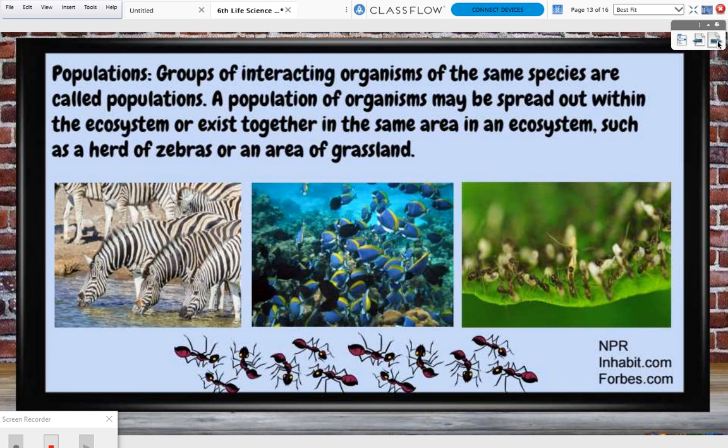So let's talk about populations. Groups of interacting organisms of the same species are called a population. A population of organisms may be spread out within the ecosystem or exist together in the same area in an ecosystem, such as a herd of zebras in an area of grassland. So in my pictures here, you can see that I tried to just depict populations of specific organisms. So we have zebras, we have fish, we have the real picture of the ants, and then the digital picture of the ants that I included as well.